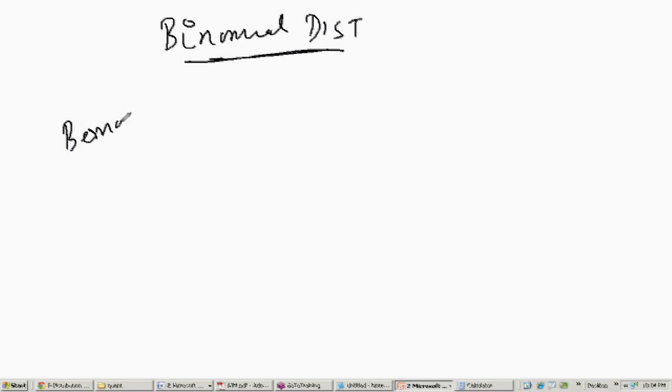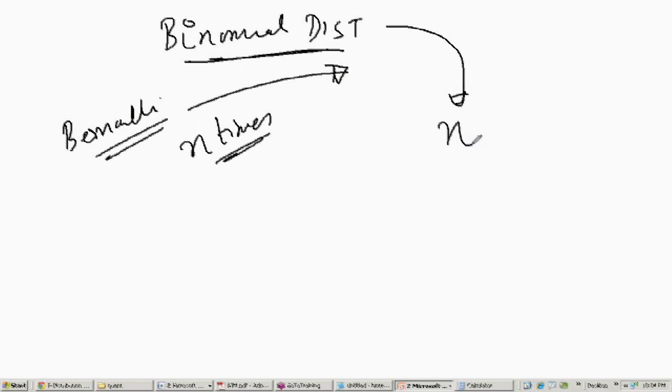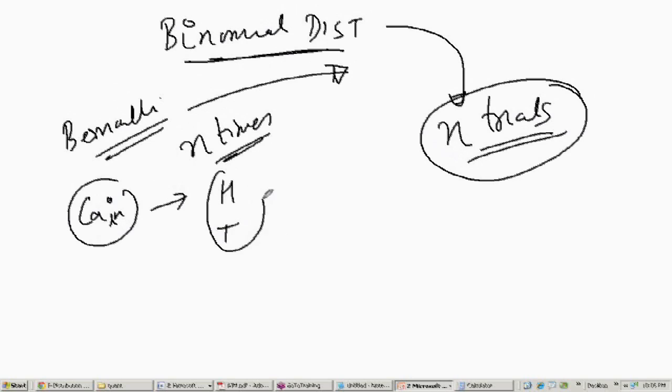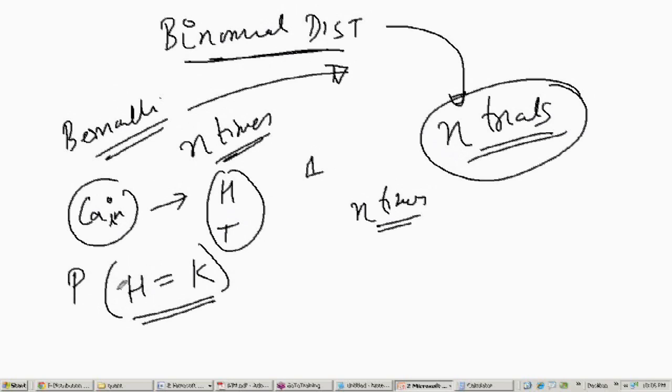We have another distribution, which is called the binomial distribution. Now this binomial distribution is a special type of Bernoulli only. But here what we are doing is n times Bernoulli. So in a binomial distribution you have n trials, the number of trials that you are doing is n. So think about you are tossing a coin. A coin can come as head or tail. But you are not tossing it once. You are tossing it n times. So you have to find out the probability that the number of heads coming is k times.